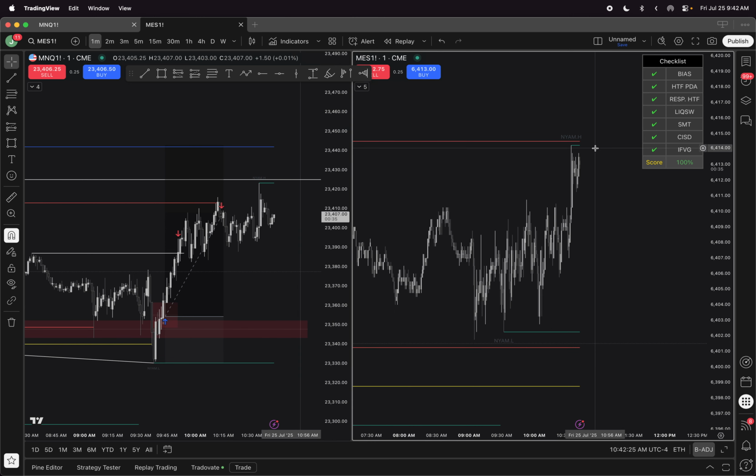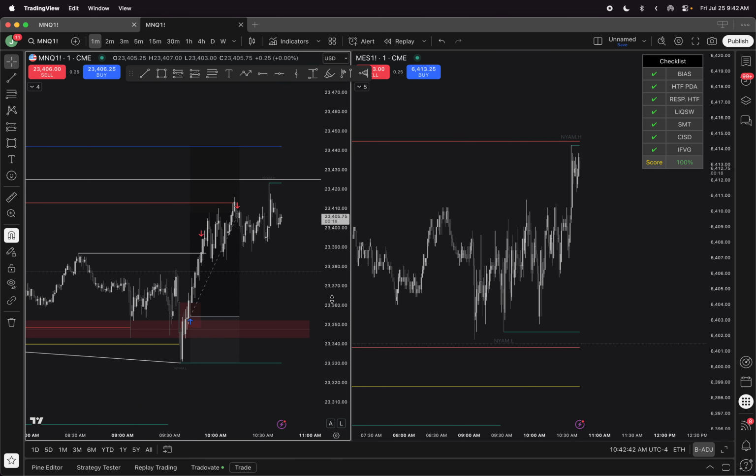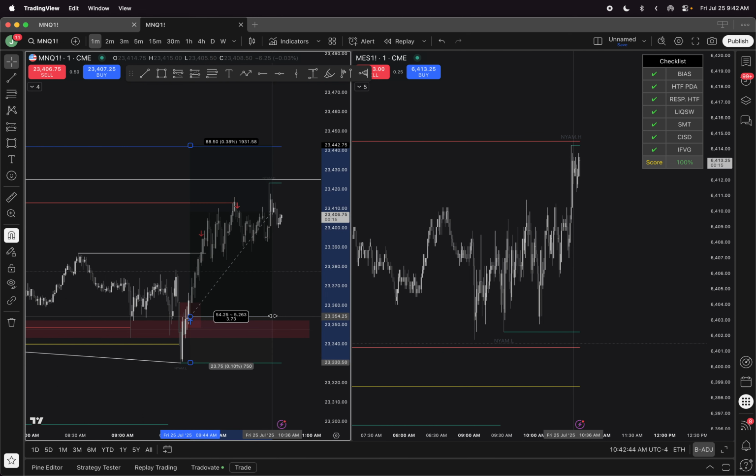just unfolded here. So we had bias, we had high time frame PD array that got respected, and then we had a liquidity sweep with sessions kill zones, and then we had SMT within that kill zone. We had a CISD up here, and then we had an IFEG down here. So everything just pops up within our model, and we ended up executing and ended up going our way. So yeah, that's about it from the trade recap.